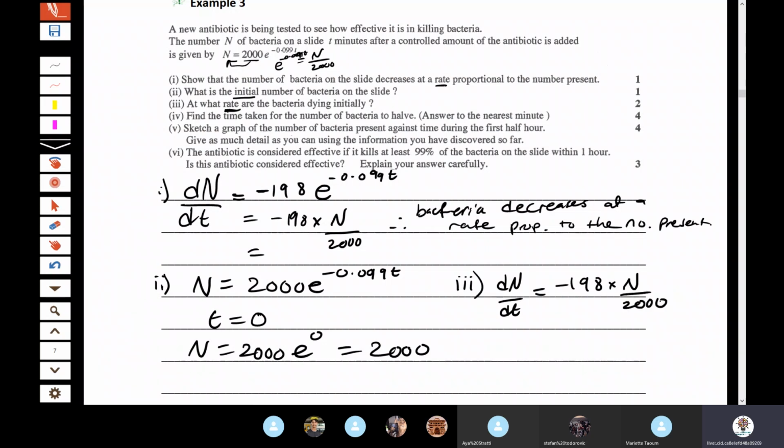What is n initially? 2000. So 2000 over 2000 is 1, which is negative 198.